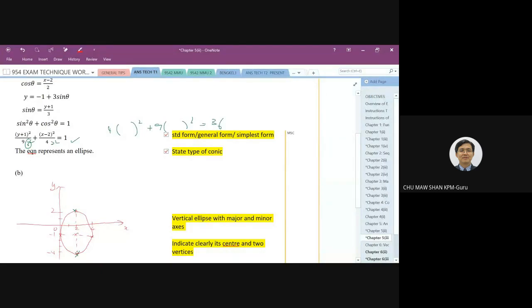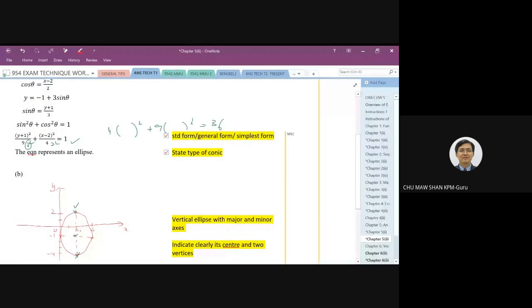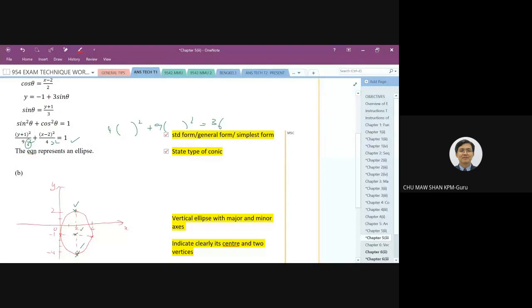Basically, center mesti ada. 1, 2, 3. Mesti ada. The core vertices, not so important. The core vertices mean these two lah. The other two. But I need the other two mah kan. Biasanya sekira-kira juga. The other two, I still need because I want to get a good shape. Okay, but indication for these three must be shown properly.